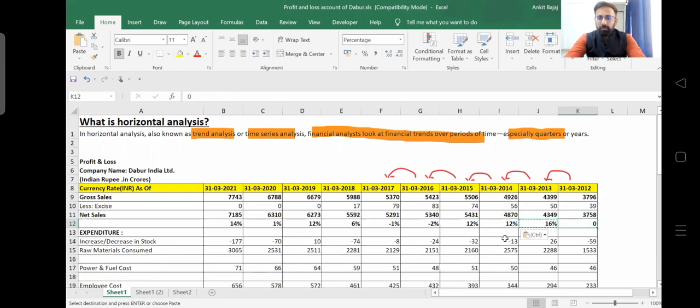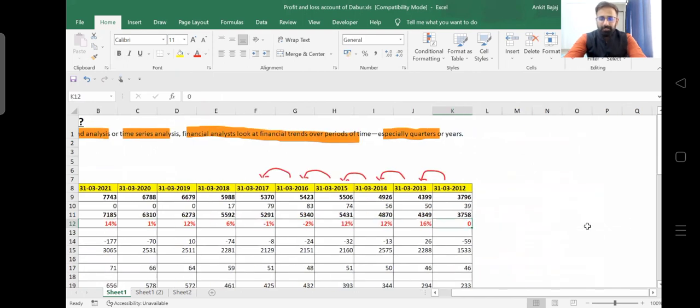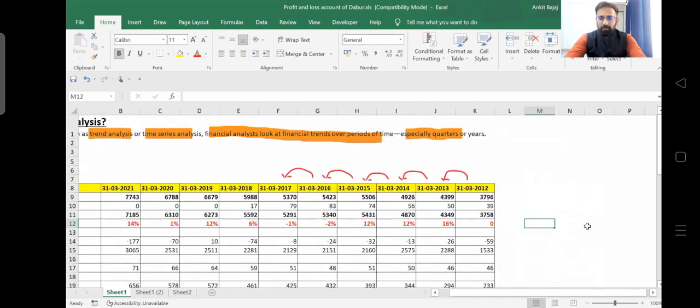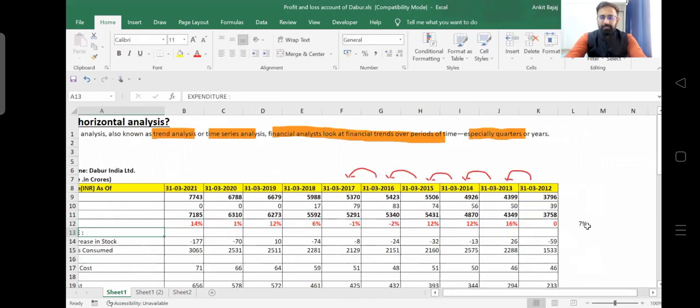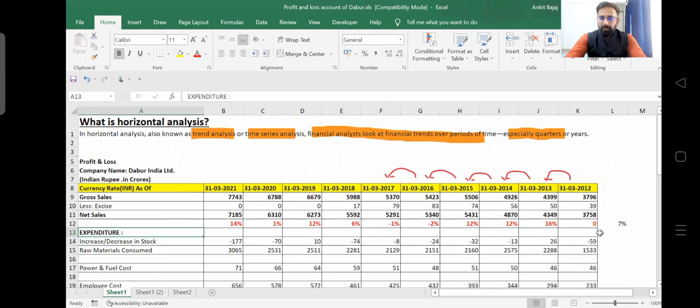Sometimes there is no growth, but in most years you see there is a huge growth in sales, right? And if I calculate the average growth, you see there is an average of 7% growth in sales every year, right?